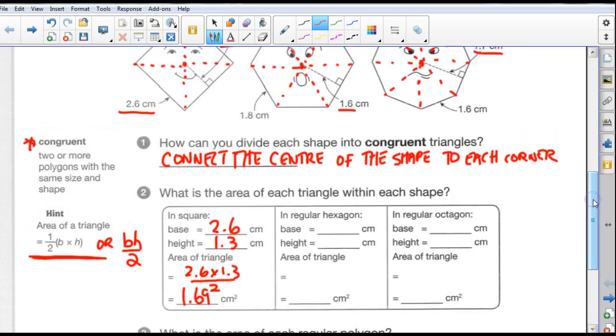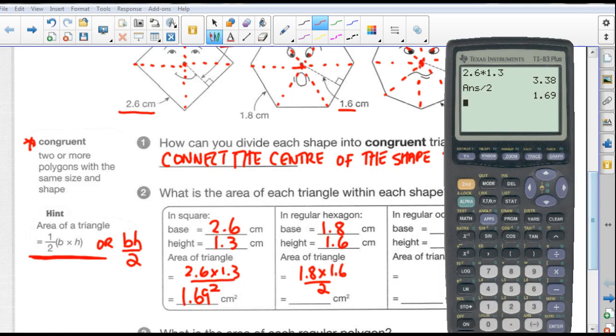Okay, let's do the regular hexagon. In the regular hexagon, the base is 1.8 centimeters, the height is 1.6, so the area of just one of those triangles is 1.8 times 1.6, divided by 2. So let's do that. 1.8 times 1.6, hit enter for equals, divide that by 2, and I get 1.44 centimeters squared.